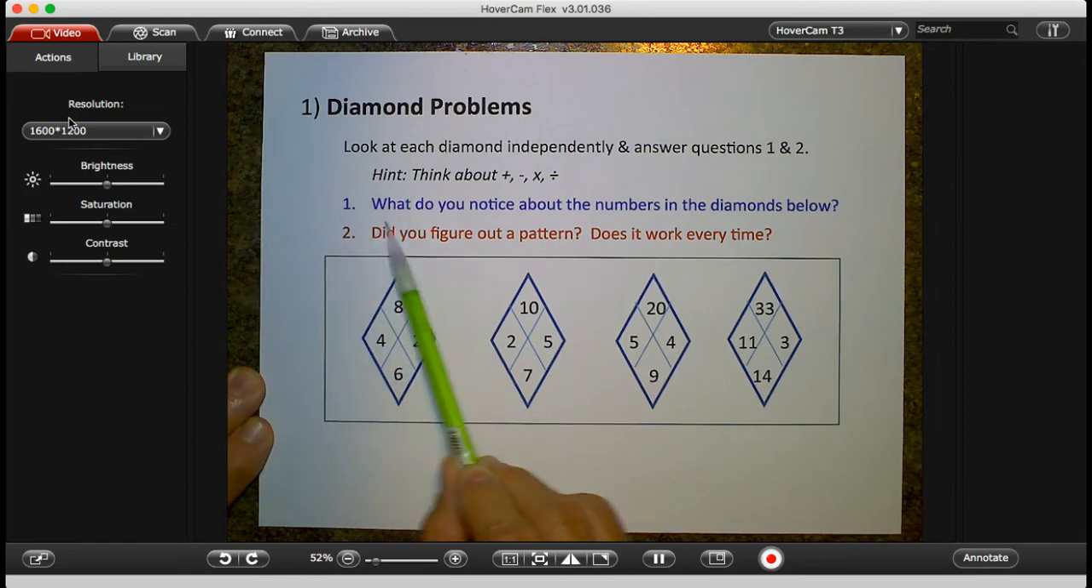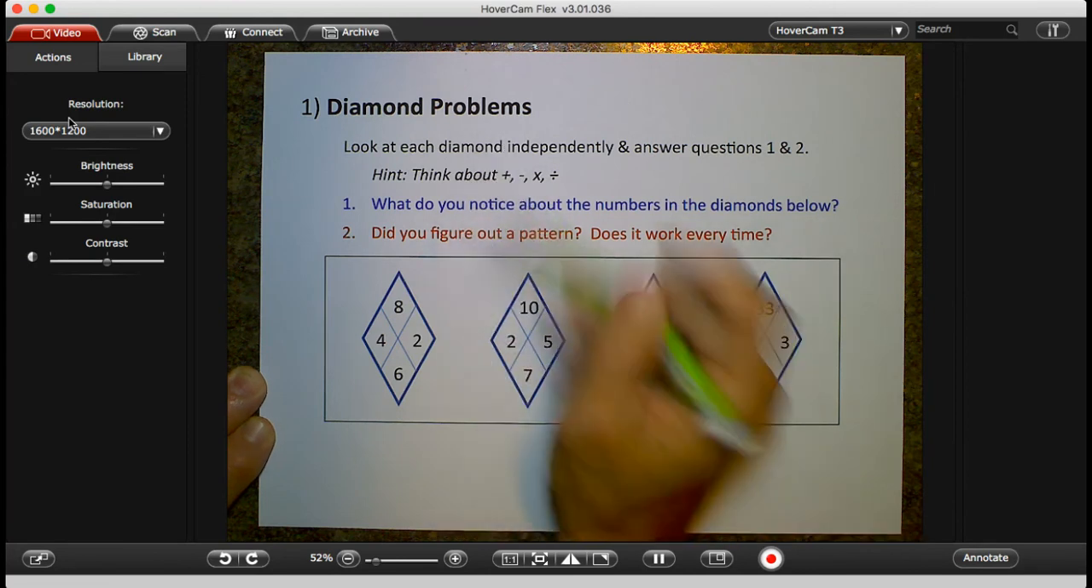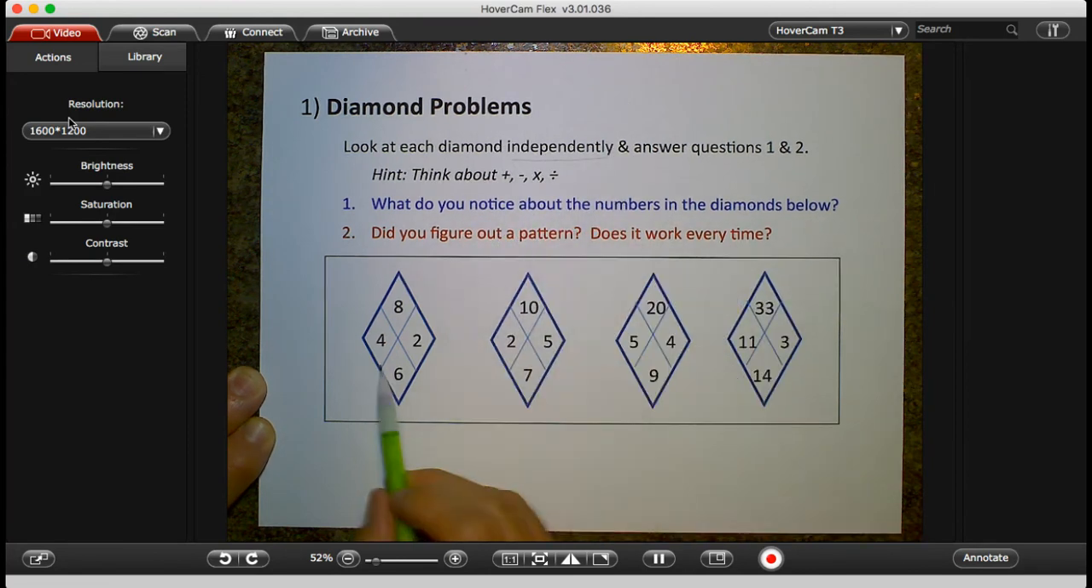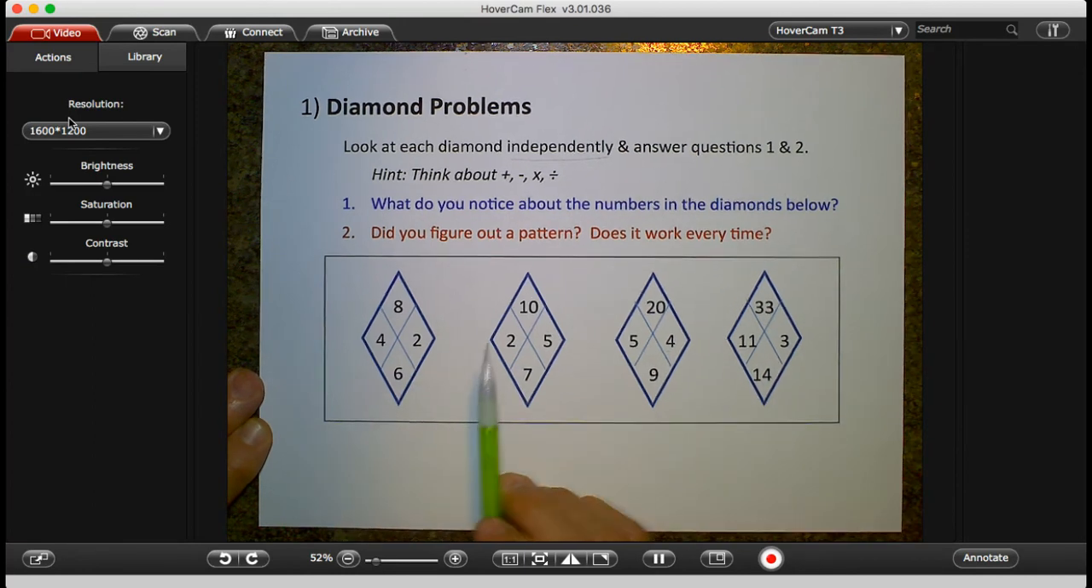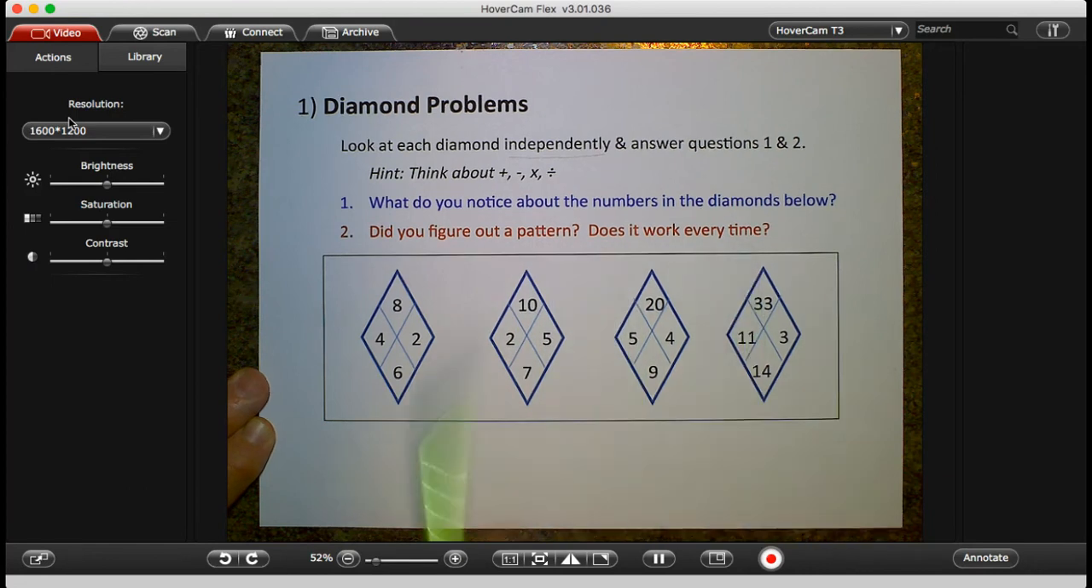So question 1, what do you notice about the numbers in the diamonds below? And it said we're going to look at them independently. So we've got 4 different diamonds down here. So it's 4 different problems. And then it said, did you figure out a pattern? Does it work every time?